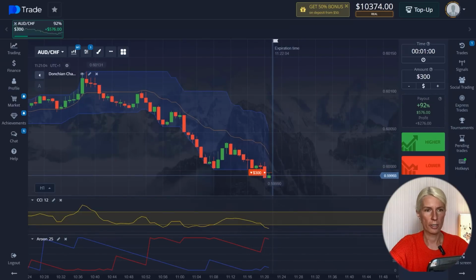The lower Donchian border has shifted down. All this showed me about possible decline in price. Now we just have to wait.